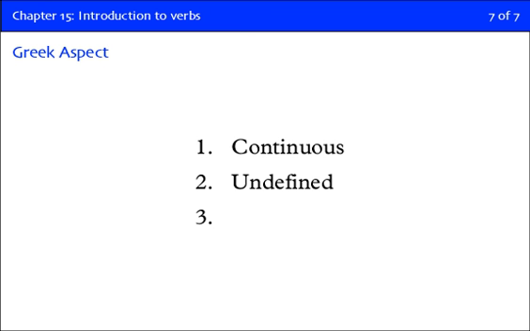Okay? So in Greek we have the continuous aspect, where it's definitely an ongoing process. Secondly, we have the undefined aspect that doesn't tell us anything about the nature of the action other than it happened. And there is a third aspect, but we're not going to get to it for a while, so we don't need to cover it now, okay? I just want you to know there's one more aspect that we're going to fill into this slot.